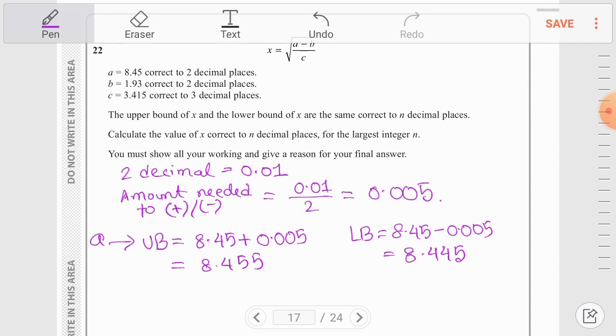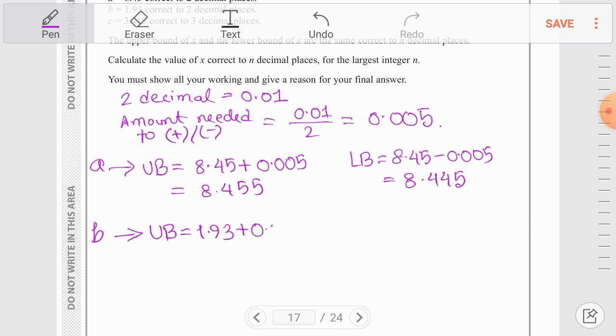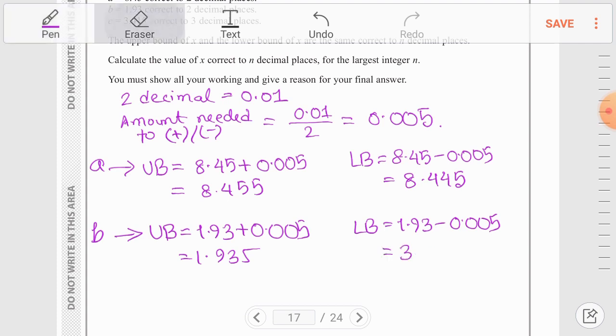Again, as it is correct to 2 decimal places, the precision would be 0.01, and the amount needed would again be 0.005. So the upper bound and lower bound values for B would be: upper bound 1.93 plus 0.005, and this is 1.935, and lower bound value would be 1.93 minus 0.005, that is 1.925.